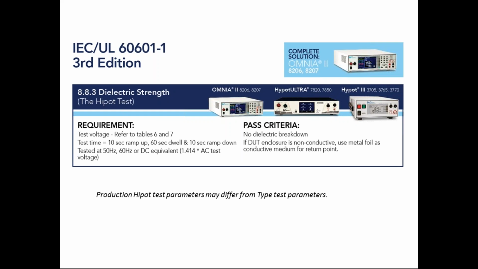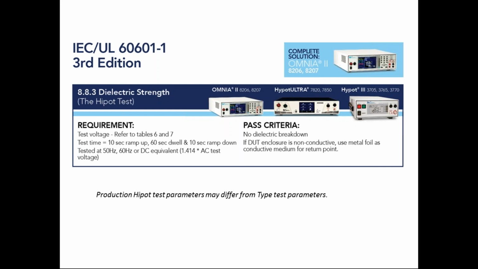And again, this reference chart in the standard will give you an idea of what would be the appropriate or ideal voltage to use for testing those different points on the product. The test time in this case is called out for a 10-second ramp up, 60-second dwell, 10-second ramp down, tested at 50 hertz or 60 hertz. This is interesting here because it's saying that you'd use either the AC Hipot test or the equivalent DC Hipot test, meaning if you multiply the AC Hipot test voltage by a factor of 1.414, or the square root of 2, you can use that value as a DC voltage to perform the Hipot test.